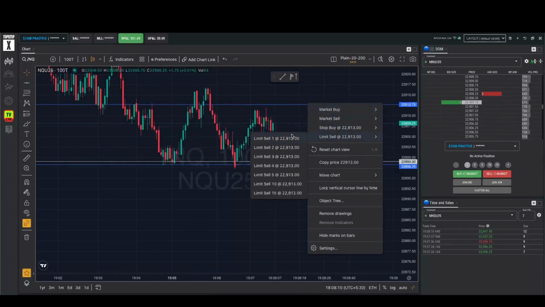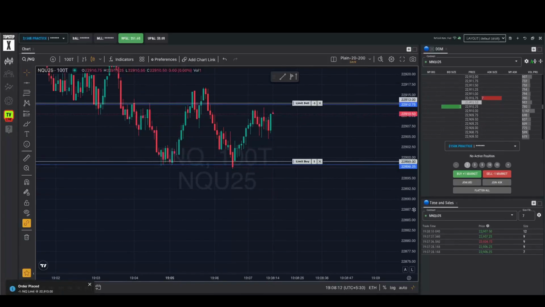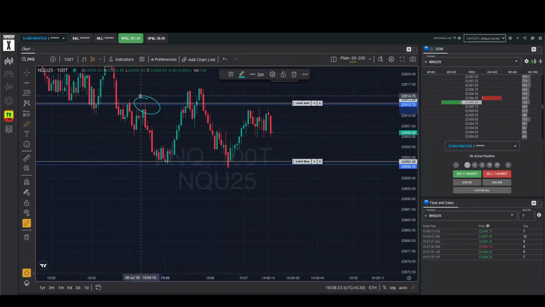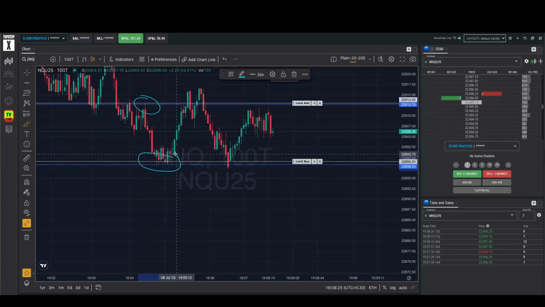I prefer to discard the levels that have been recently tested, as those levels reduce the probability of winning on a rejection trade. A price is more likely to break out of a level that has been recently tested. These are some levels that have not been tested in the recent swing.